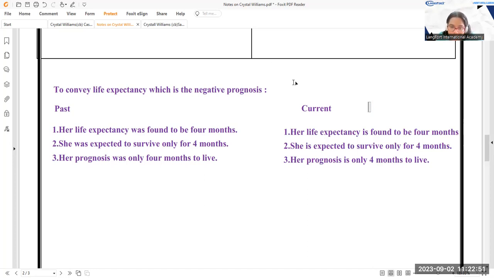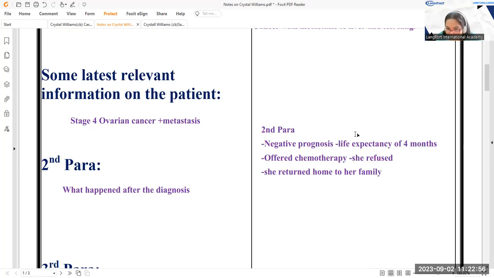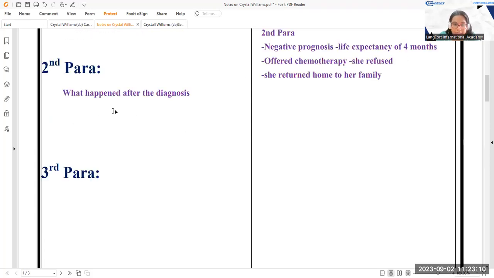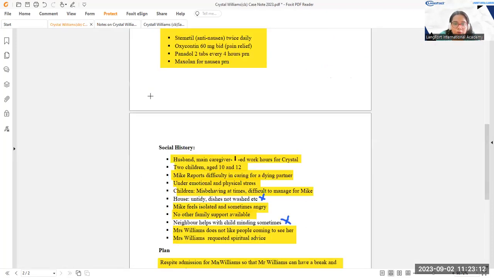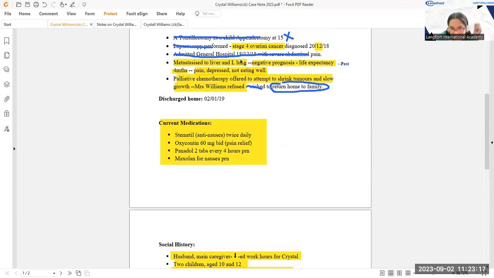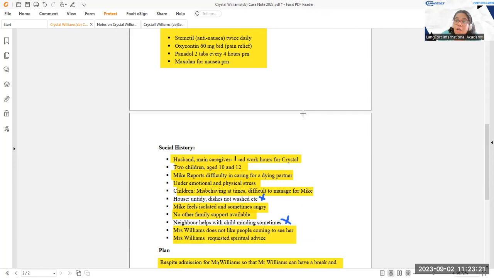Okay, perfect. Now let's have a look. We decided the second paragraph: we will talk about the prognosis, how we offered her chemotherapy and how she did not want it, and she returned home to her family. Now that brings me to our third paragraph. We have written about her problem after the diagnosis. Now what can I include in my third paragraph? What would make logical sense here?